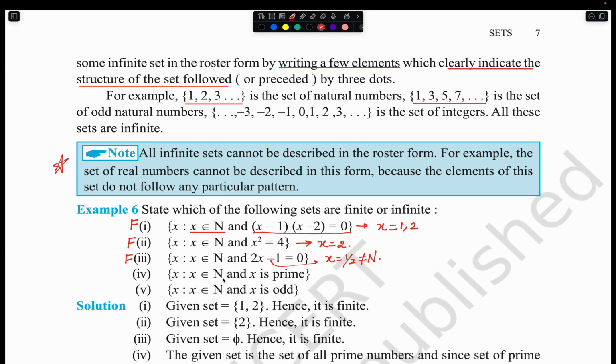x is a natural number and x is prime. We know that there are infinitely many prime numbers available.